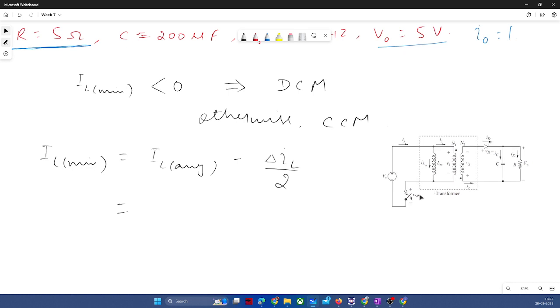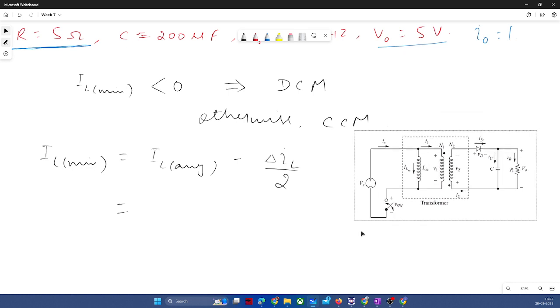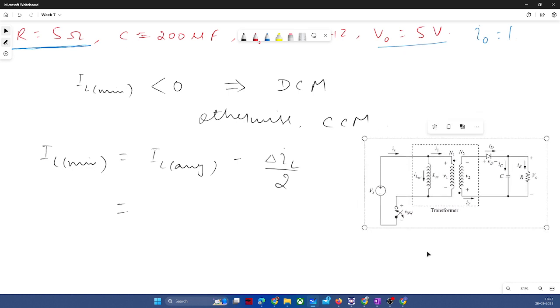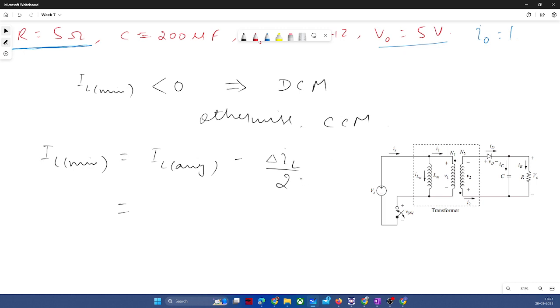So this is a converter, flyback converter. Whatever the value of source current during the on period of the switch, when the switch is closed, that will be the same as the inductor current.